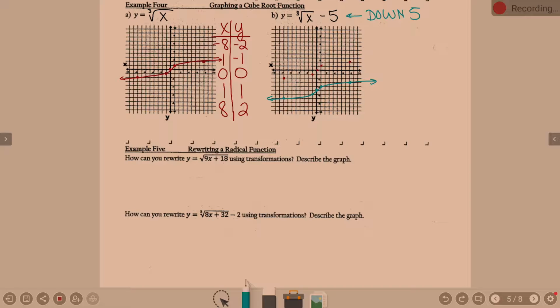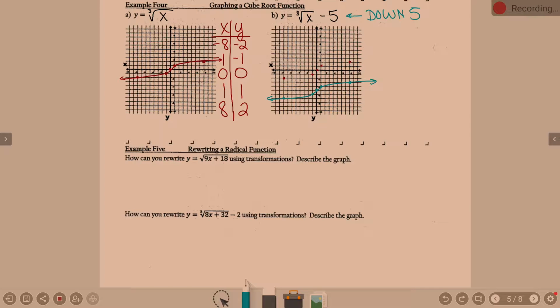So hold that thought. We'll come back to it. What do 9x and 18 have in common? Do they both have a factor of 9 in them? Okay. So he said they both divide by 9. I'm going to use it as a factor.